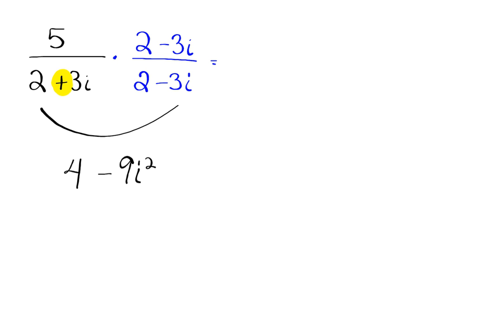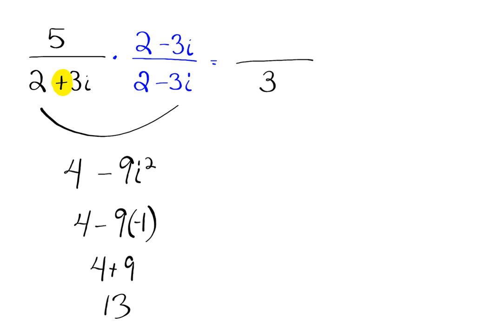Okay, if you don't believe me, go get the box out, do the box method. So this is 4 minus 9 times -1, which is 4 plus 9, which is 13. So 13 is going in my denominator. What goes in my numerator? Oh, well, that is 5 times 2 minus 3i. Maybe if that 5 and that 13 had a common factor, I'd go ahead and deal with the common factor now. But 5 and 13 do not have common factors, so my answer is 10 minus 15i over 13.